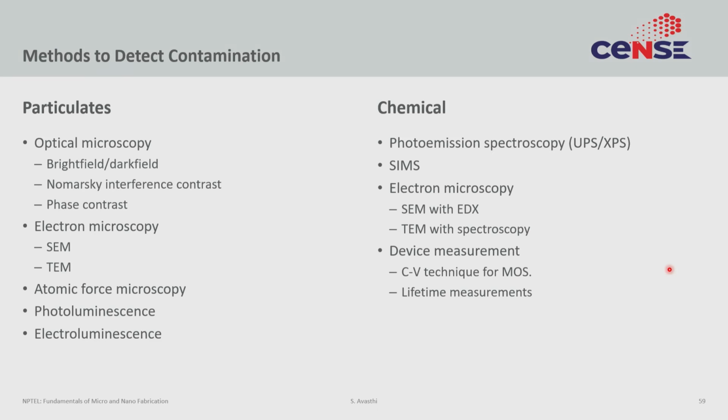If you can look at the contamination in an SEM, you can also do an EDS to see what it is composed of. But by far the easiest way to detect chemical contamination is again to look at the electronic properties. So, for example, capacitance voltage in MOS and lifetime measurements are much easier and more quantitative ways of measuring chemical contamination in modern fabrication.